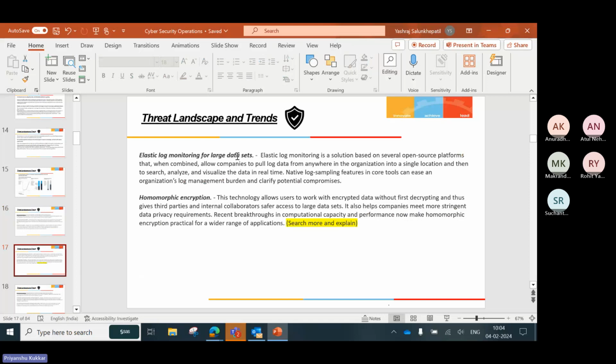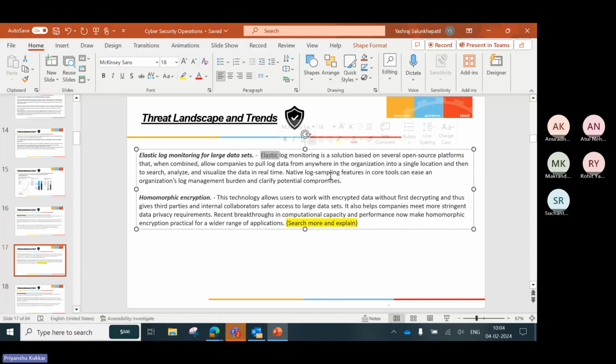Next, elastic log monitoring for large data sets. Elastic log monitoring is a solution based on several open source platforms that, when combined, allow companies to pull log data from anywhere in the organization into a single location, ठीक है। See the wording, into a single location. Pull log data from anywhere in the organization to a single location. In short, this is what a SIM tool is for. This is what a SIM tool would do.